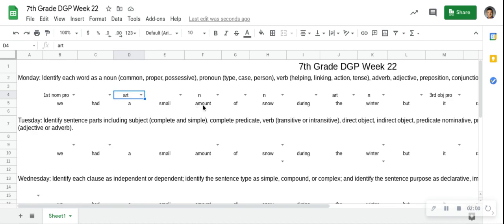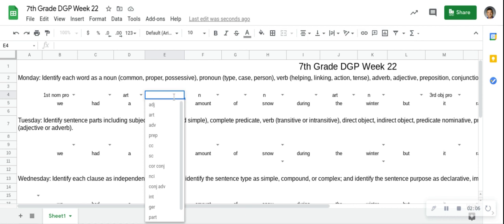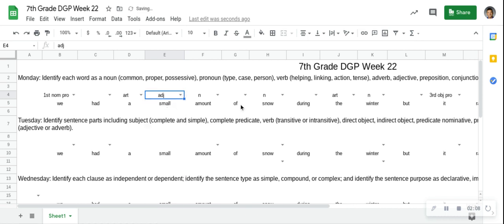Describing amount would be the word small. We know how much the amount is. We know it's a small amount. So there is a description there.